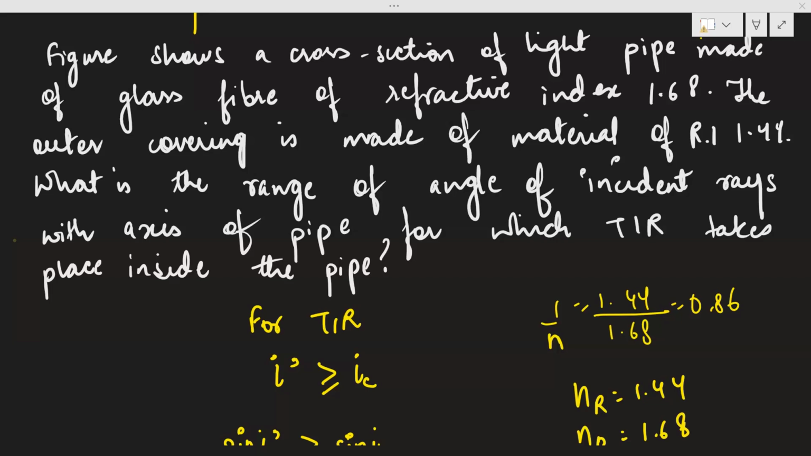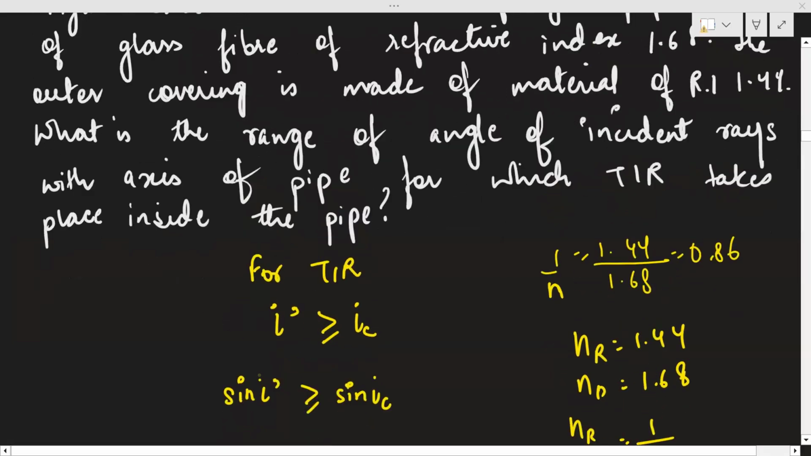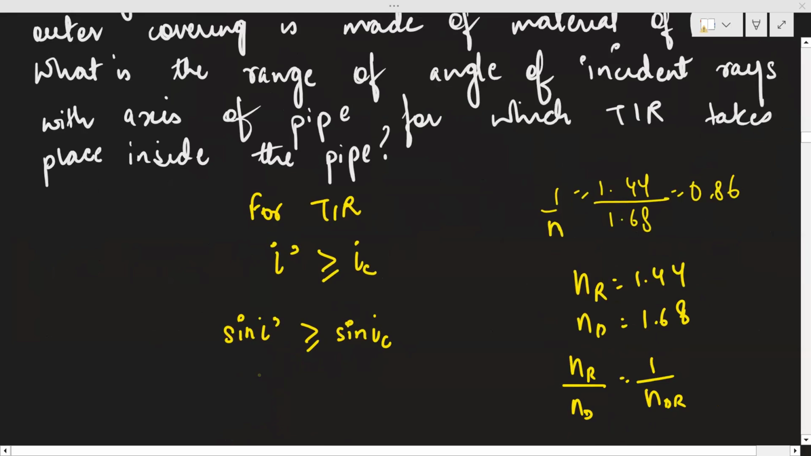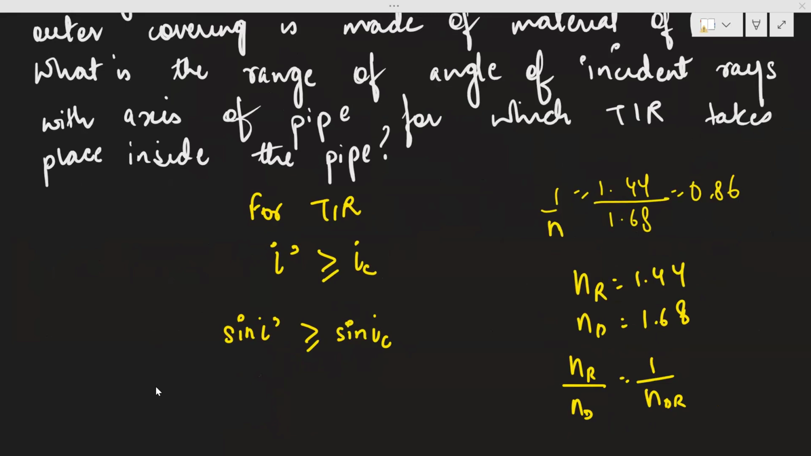Ma'am, for TIR, I dash should be greater than IC. Why is it equal to IC? For TIR, this I dash should be greater than IC. But why is it greater than or equal to?